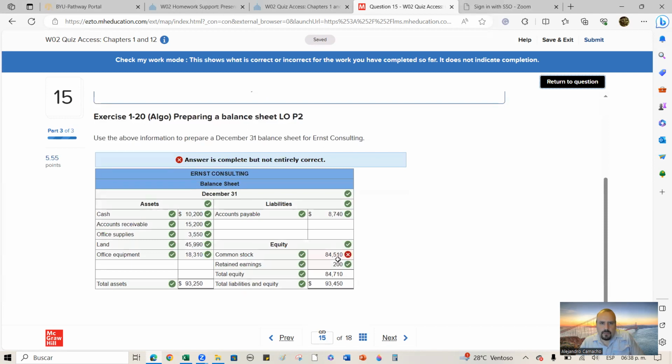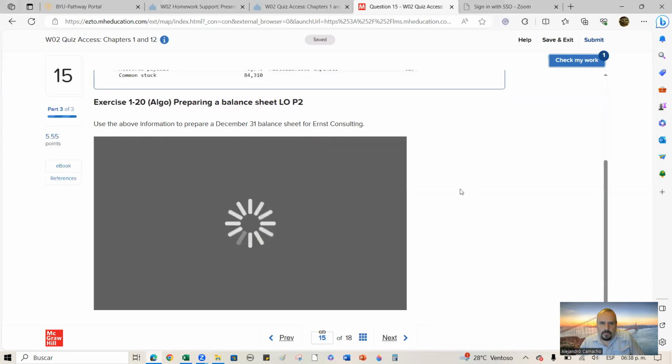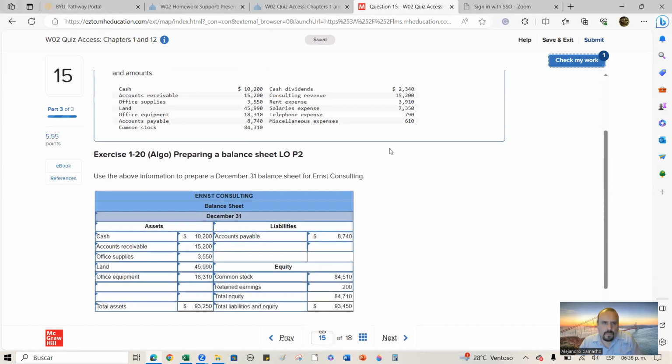Okay, this is a problem with the common stock, right? Oh, yeah, because the amount is incorrect. Okay, it was a good way to verify the result. So again, here we have 93,250, and we have the same amount here. So now it's okay.